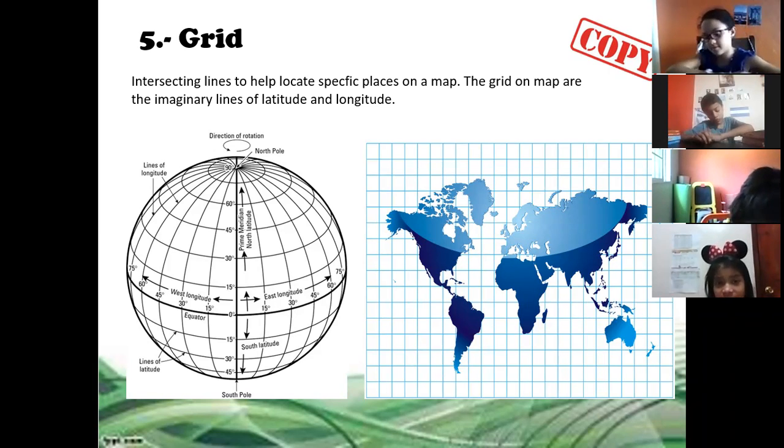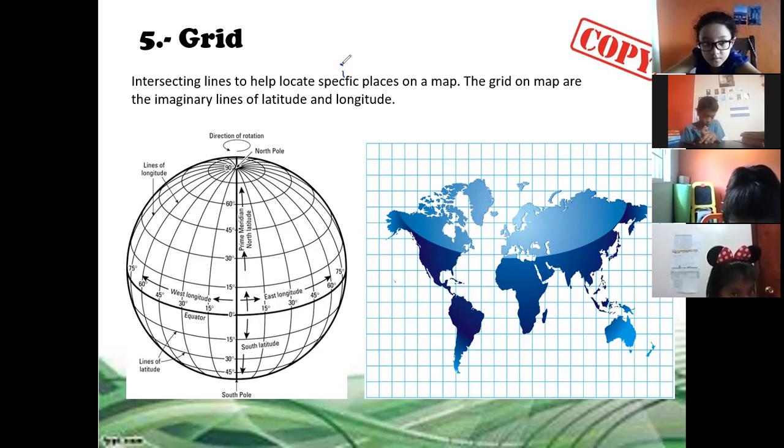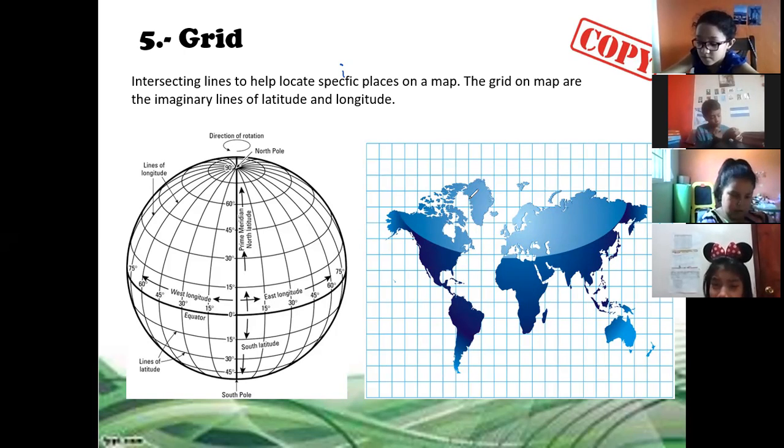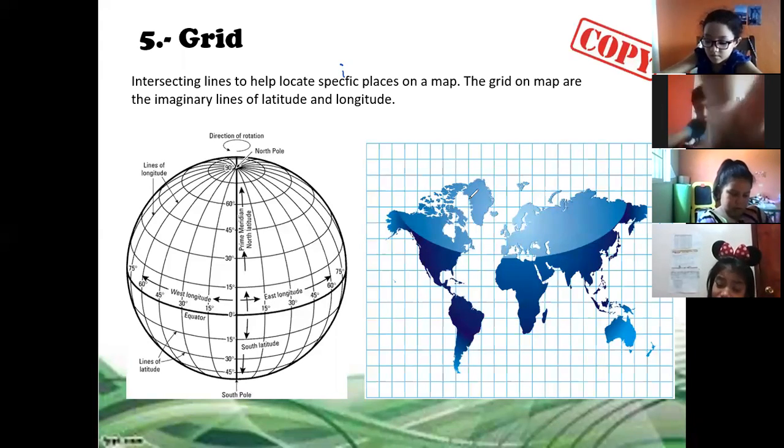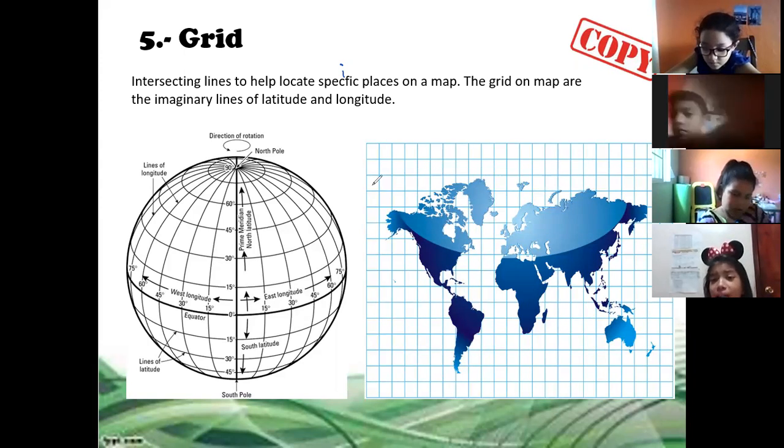So number 5, intersecting lines to help locate specific places on a map. I missed a letter I here. Specific. Intersecting lines to help locate specific places on a map. The grid on a map are the imaginary lines of latitude and longitude. Finish copying because I have an example. Specific, I write it with the I.